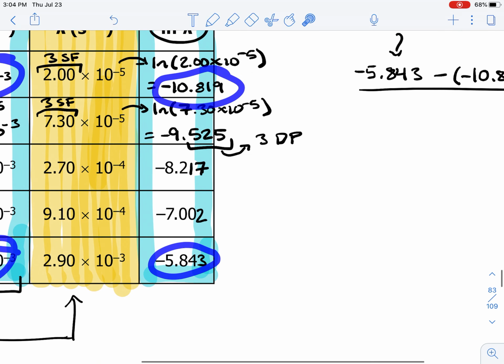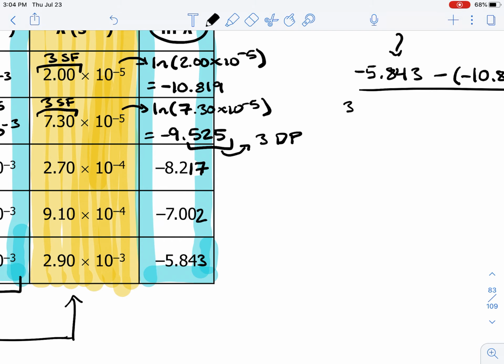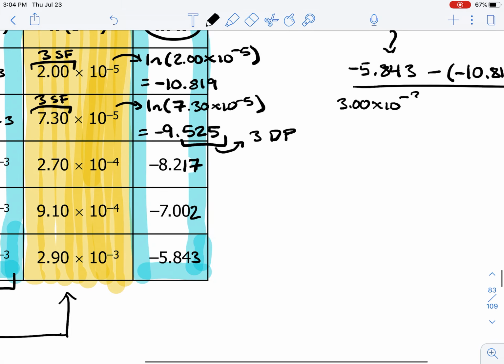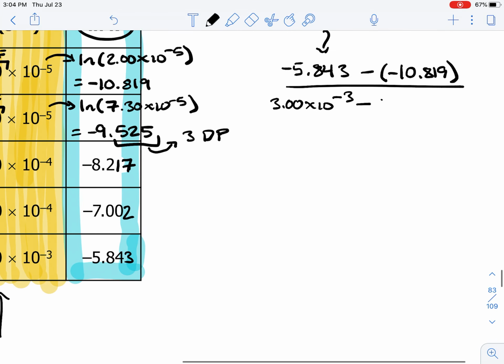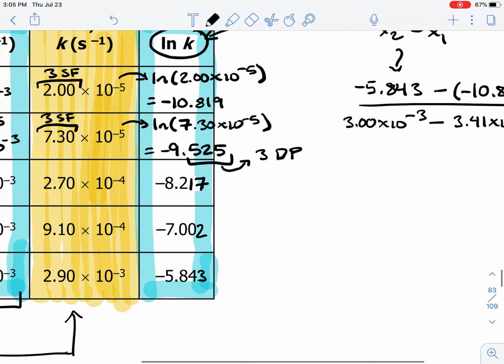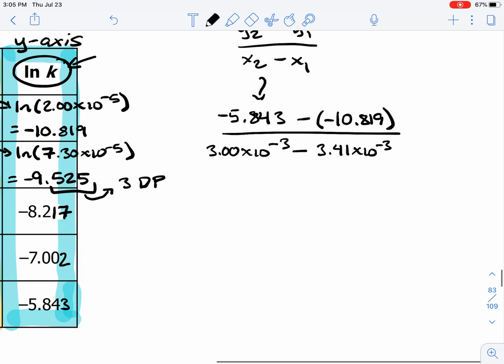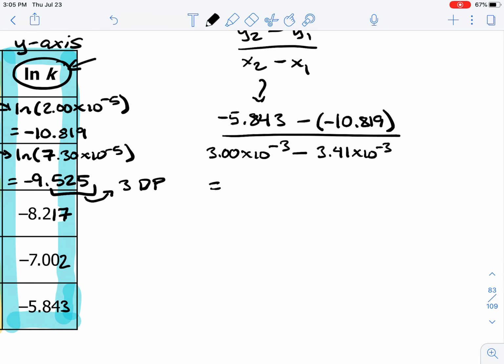So I have 3.00 times 10 to the negative 3 minus 3.41 times 10 to the negative 3. All right, so I'm going to plug that into my calculator. And so what I'll get is negative 1.2 times 10 to the positive 4.